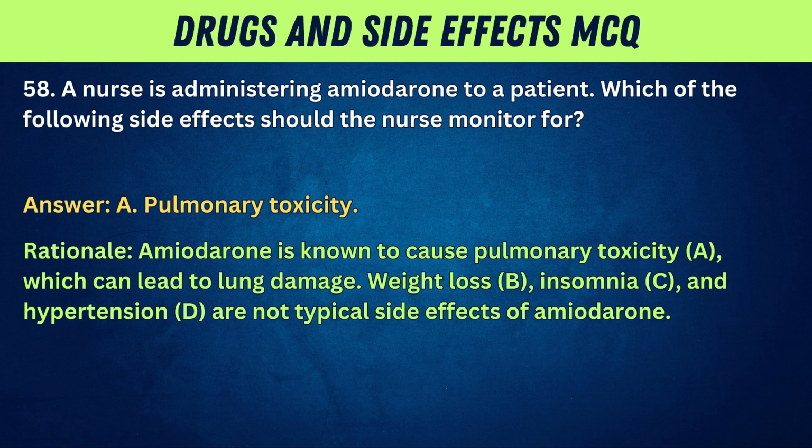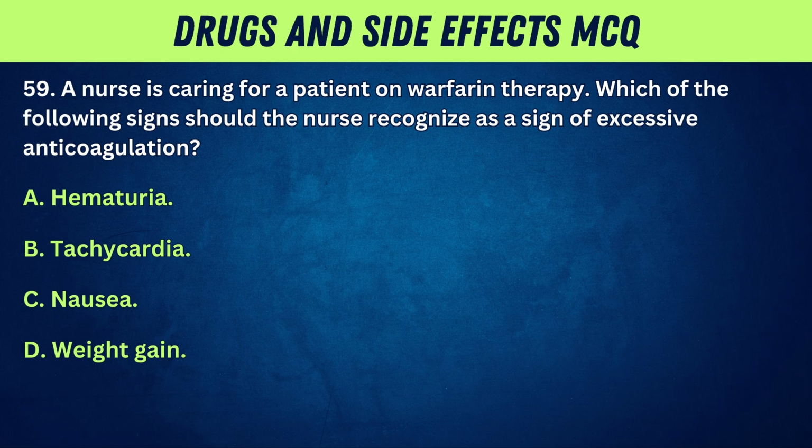Pulmonary toxicity. Rationale: amiodarone is known to cause pulmonary toxicity, A, which can lead to lung damage. Weight loss, B. Insomnia, C. And hypertension, D. Are not typical side effects of amiodarone.